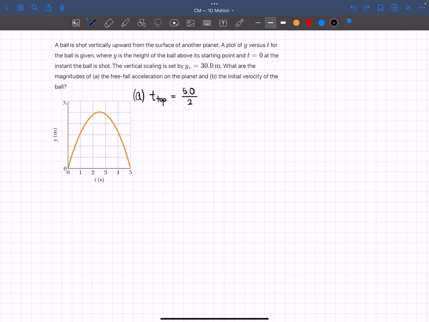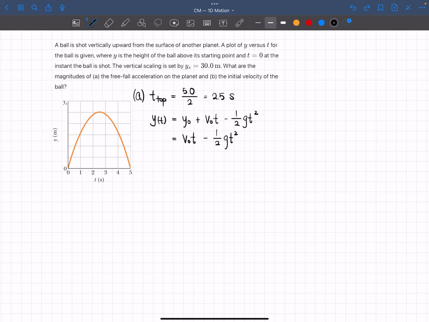And then we'll use the vertical displacement equation from kinematics, which is y of t equals y0 plus v0t minus 1 over 2 gt squared, where y0 is equal to 0 since we start from the launch point, v0 is the launch speed and g is the magnitude of the planet's free fall acceleration. The reason why there is a negative 1 over 2 is because the gravitational pull is in a downward direction. So after we simplify it, it becomes v0t minus 1 over 2 gt squared.